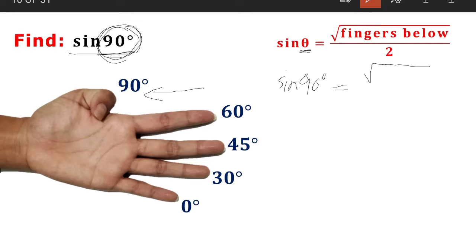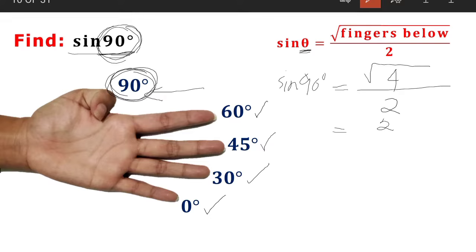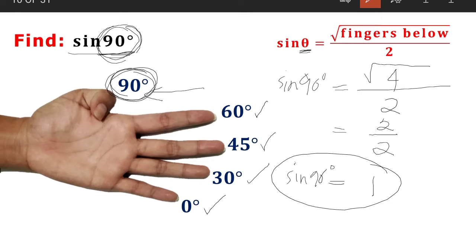We count how many fingers are below 90 degrees. So we have 1, 2, 3, 4. We have 4 fingers below theta, or below 90 degrees. So we write square root of 4 all over 2. Now let's simplify. The square root of 4 is 2 because 2 times 2 is 4, all over 2. And 2 over 2 is equal to 1. So sine 90 degrees is equal to 1. Easy as that, class.